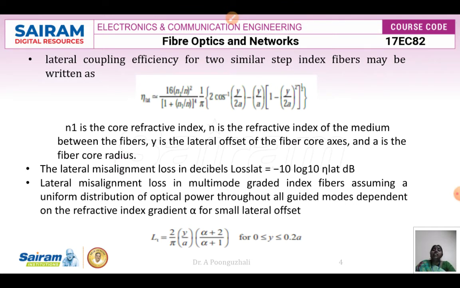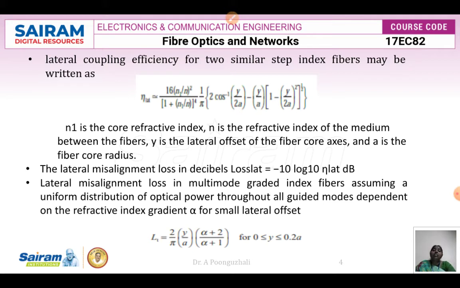So we say that the lateral coupling efficiency for two similar step index fibers can be written as: lateral coupling efficiency equals 16 (n1/n)^2 divided by (1 + n1/n)^4, into 1/pi times 2 cos inverse of (y/2a) minus (y/a) into (1 minus (y/2a)^2) to the power half. That means that you are going to find the lateral coupling efficiency.